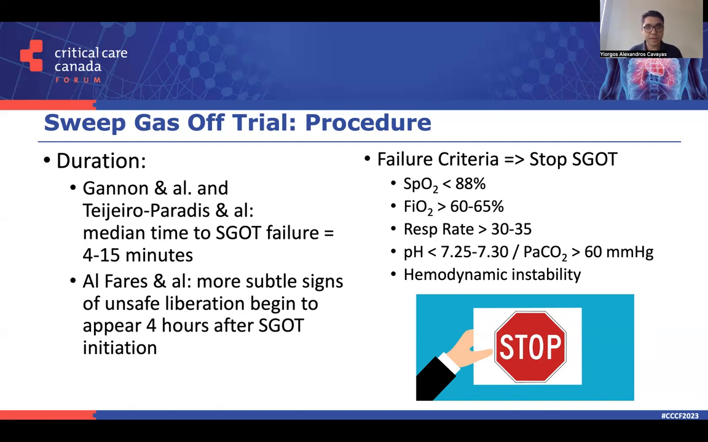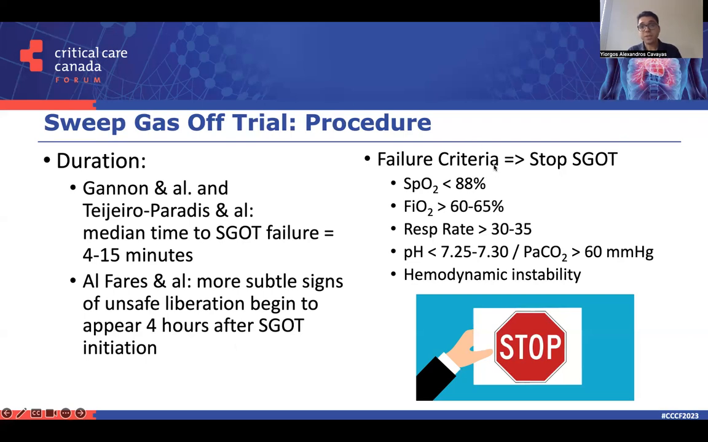But Alexandros and colleagues described that in patients that did not fail rapidly, more subtle signs of unsafe liberation began to appear around the 4th hour after SGOT initiation. And we'll look at these criteria in a later slide.